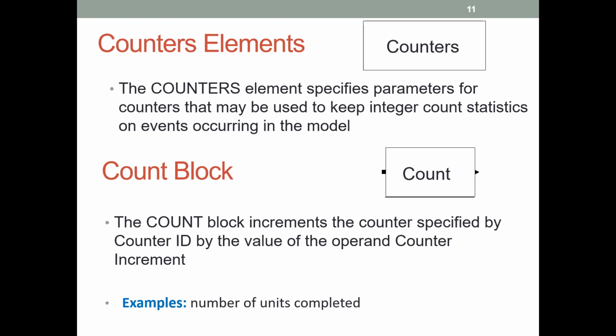And then the way you implement the counter in the model, you have a block that is called count, and it's going to be using this name, parts completed. So at the end, once they have gone through the processing, you count them as parts that have been completed. The count block increments the counter specified by a counting ID by the value of the operand counter increment. The default value for the increment is 1. So every time something crosses that block, you increment the count by 1. But if you want to increment that counter by 2, you can also do that. Or by 3 or by 4, we can change that in the logic.